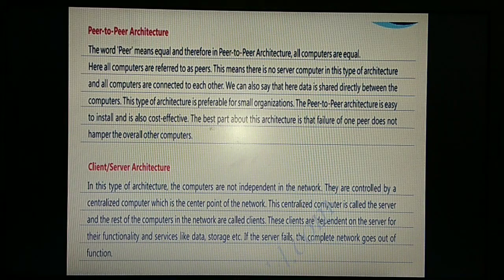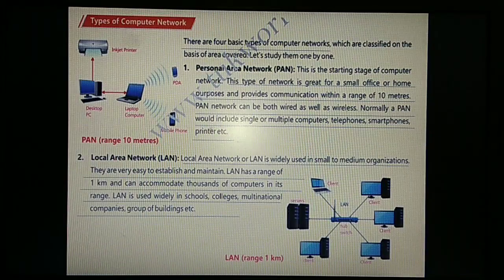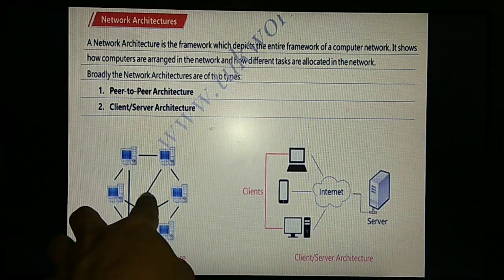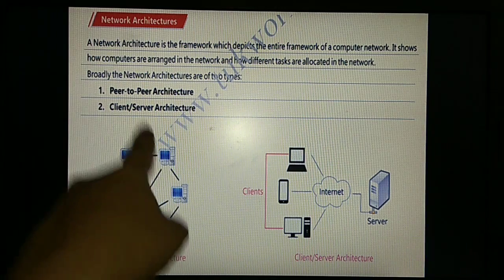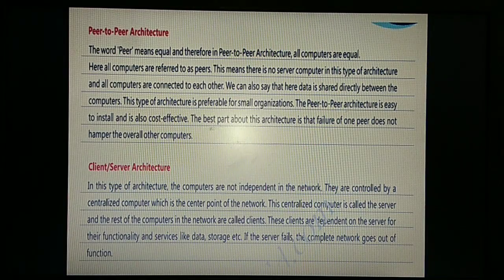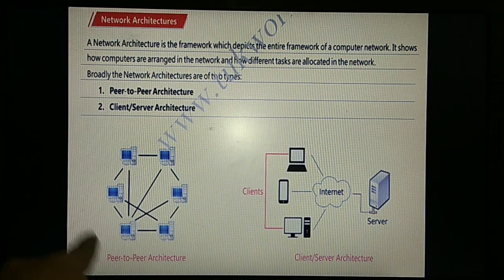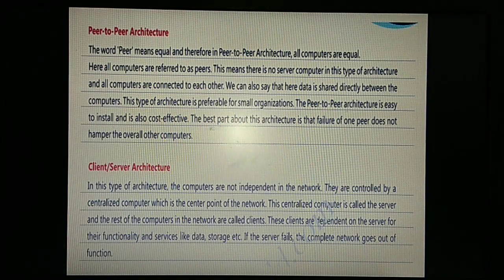This means there is no server computer in this type of architecture. Just see, there is no server computer in between anything in this type of architecture, and all the computers are connected to each other. We can also say that here the data is shared directly between the computers.